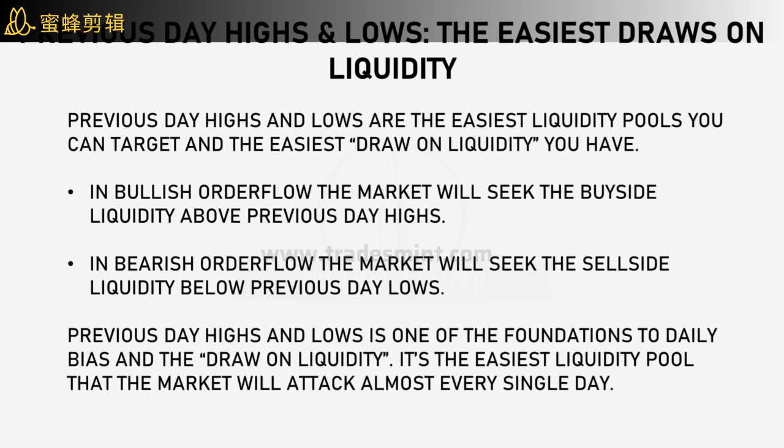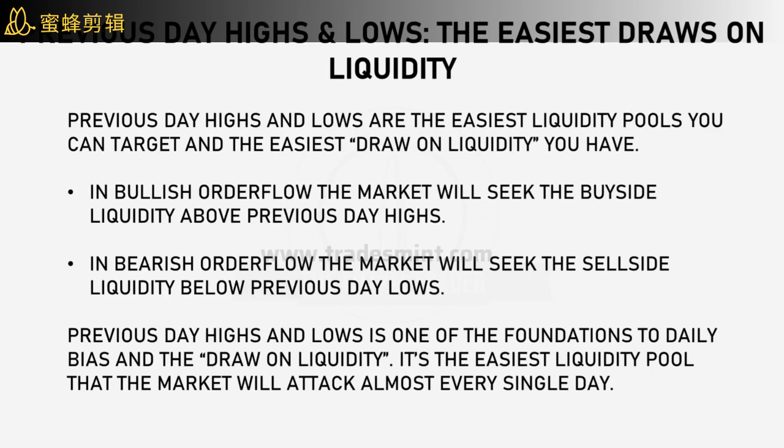There is rarely an inside bar, as we call it, and we'll show you on the next chart how that looks. But in bullish order flow, the market will always seek buy side liquidity above previous daily highs, and in bearish order flow, obviously the market will seek sell side liquidity below previous day's lows. Previous day's highs and lows is one of the foundations to daily bias and the draw on liquidity. It's the easiest liquidity pool the market will attack almost every single day.